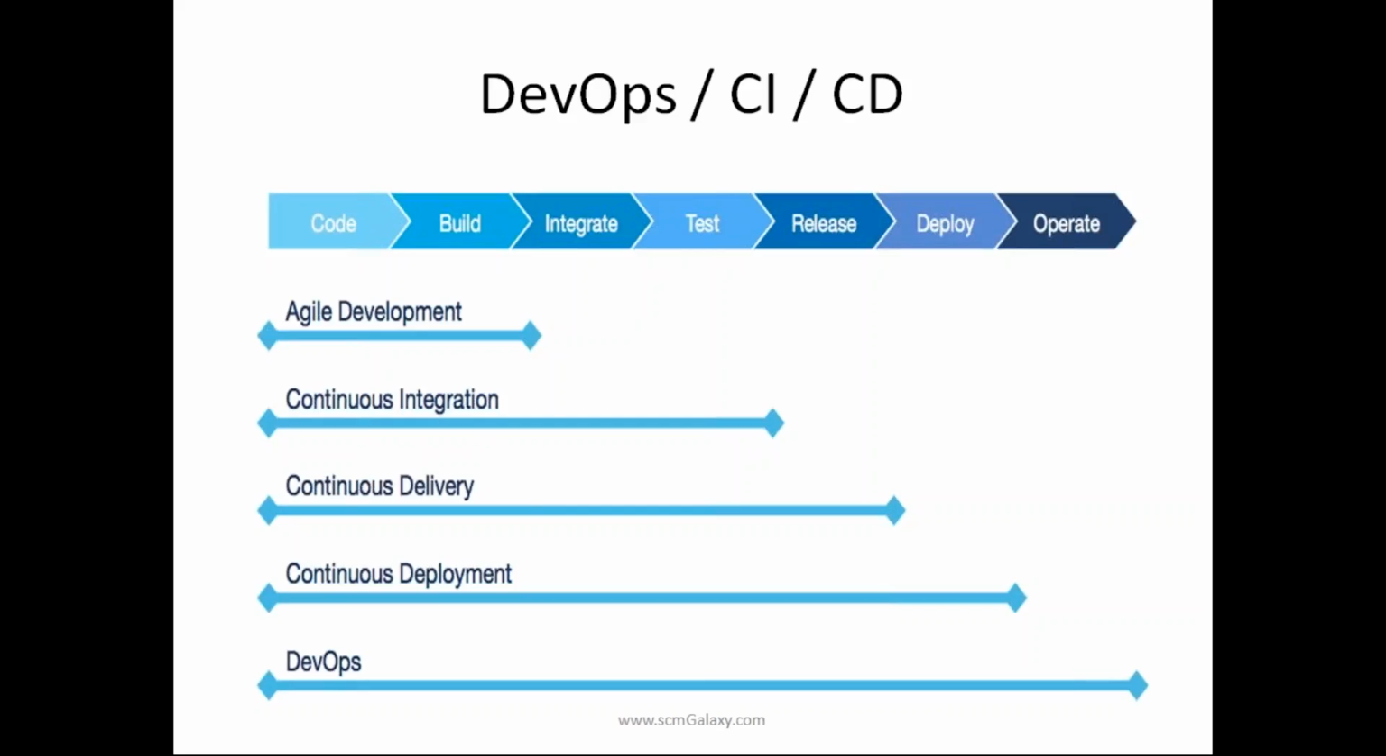Next practice we have here is continuous deployment. As part of continuous deployment, you not only have the package ready, but also, without any confirmation, you are deploying it to the production server. So you do automated build, automated integration, automated testing, automated release, and automated deployment to the production server, and that is called continuous deployment. Overall, what is managed from code build, integrate, test, release and deploy is called the DevOps process.